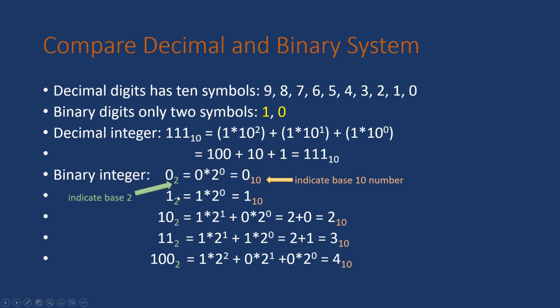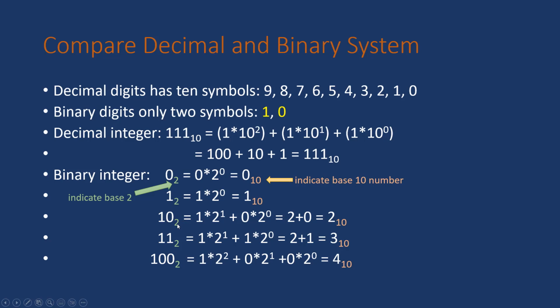Okay, the same thing. Binary digit 1 is equal to 1 multiplied by 2 to the power 0. So 2 to the power 0 is 1, and 1 multiplied by 1 is 1. So the binary digit 1 is exactly equal to the decimal digit 1.